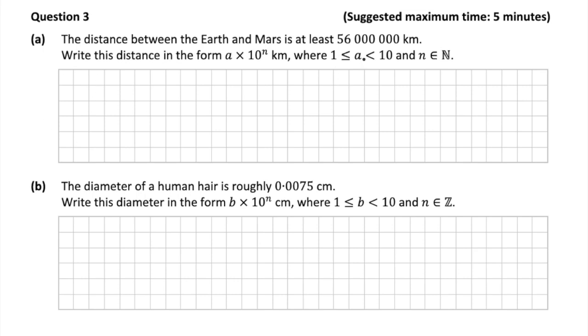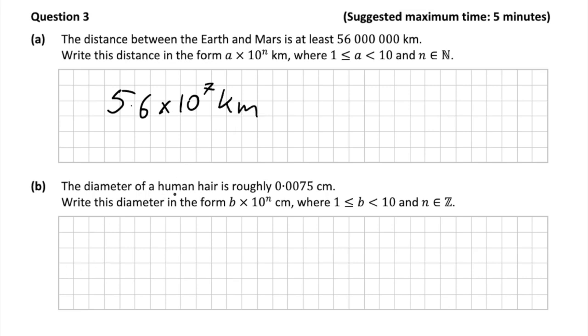So let's take a look at number a, which has to be multiplied by 10. So a has to be related to those digits 5 and 6, and because it has to be between 1 and 10, we're going to write down 5.6 times 10. Now how many zeros are there from the end to 5.6? We count 1, 2, 3, 4, 5, 6 and 7 spaces over here, so we have to multiply 5.6 times 10 to the power of 7 kilometers for the final answer.